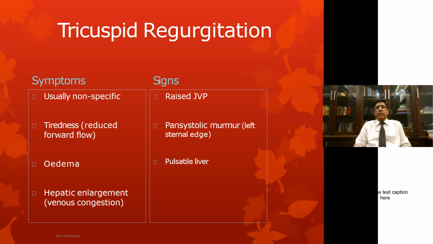JVP would be raised, and the auscultatory finding in tricuspid regurgitation would be a pan-systolic murmur, which is a harsh murmur, best heard at the lower left sternal border. It would have an inspiratory exaggeration. It would be louder during inspiration. And if you trace its radiation, you can radiate this murmur towards the epigastrium mainly. And of course, in tricuspid regurgitation, you would also have a liver which is enlarged and is pulsatile.